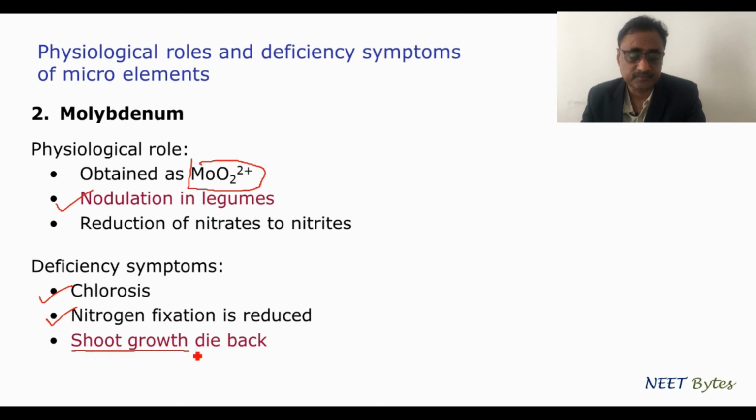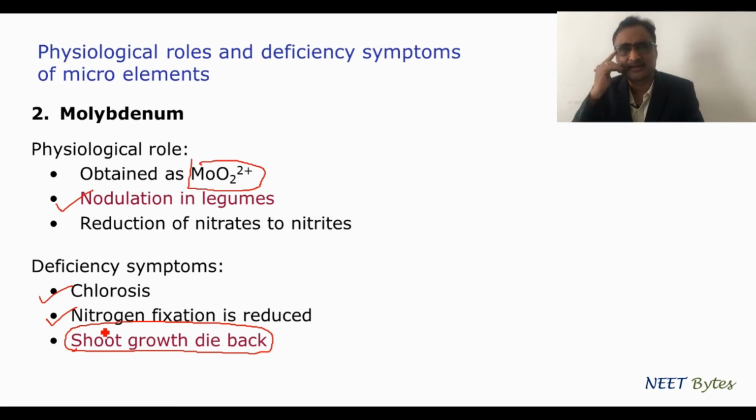Okay, so if molybdenum is going to be deficient, what will happen? It will lead to chlorosis. Nitrogen fixation is going to be reduced and shoot growth die back. That is a typical disease that happens due to deficiency of molybdenum. Okay, so this is all as far as deficiency symptoms are concerned.